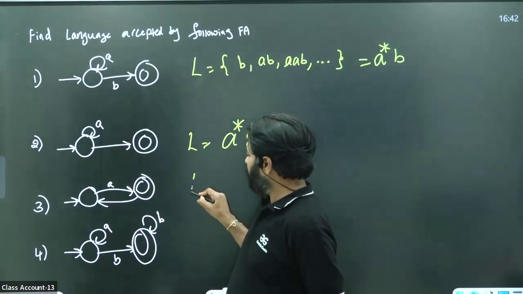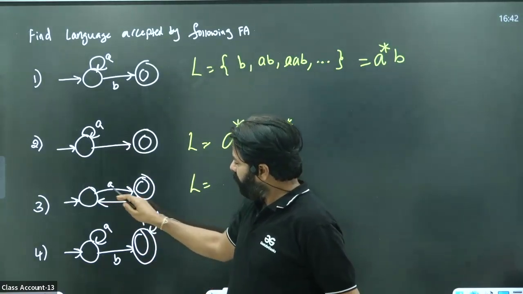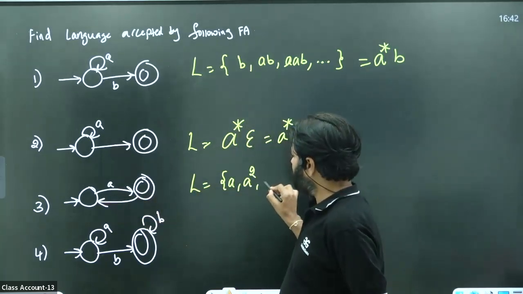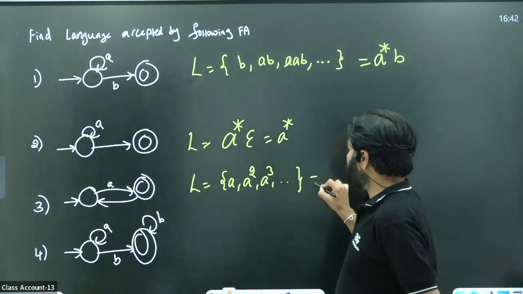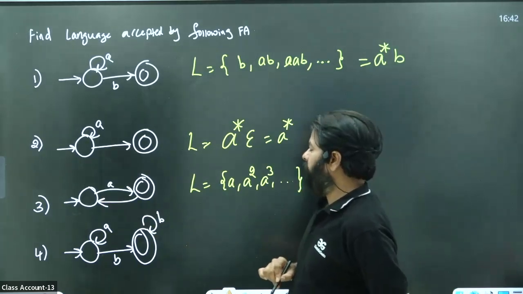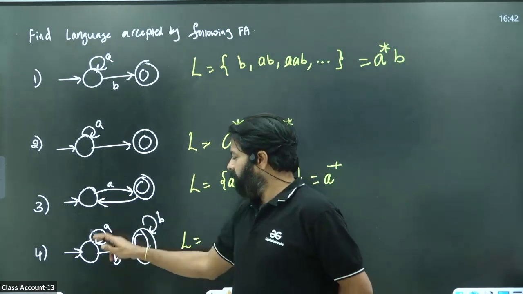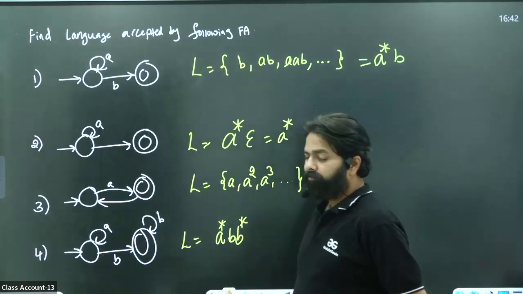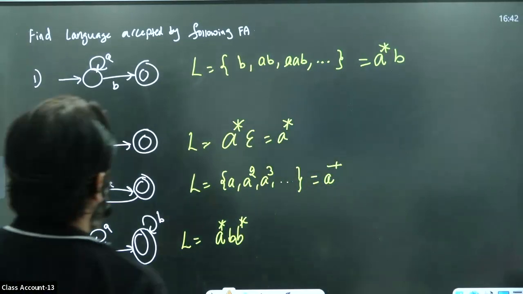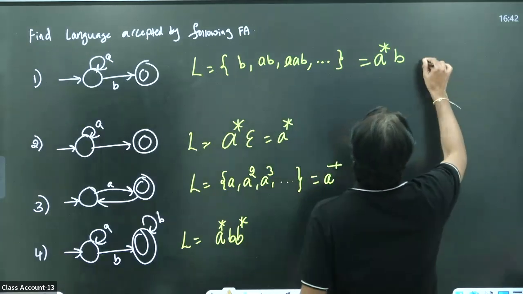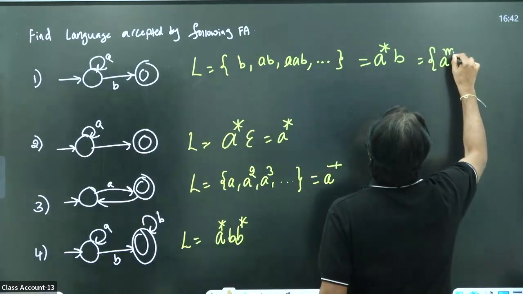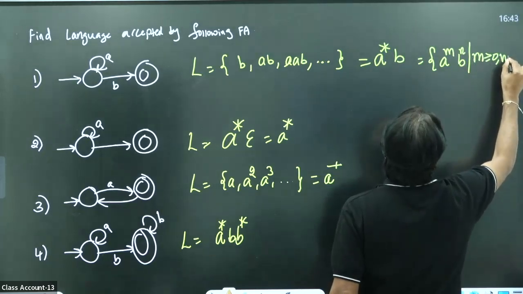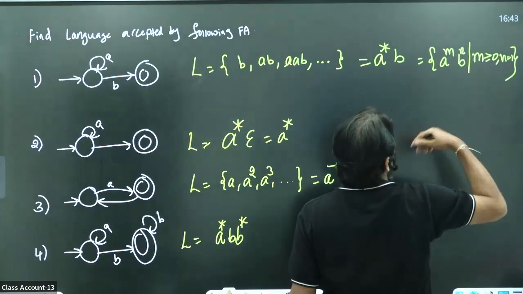And here L is equal to minimum string. You look at 1 A must be minimum. And next one A, epsilon A, 2 A's, 3 A's, which gives A plus. And this one, A star B, B star. You can write directly if you understood the concept. In language, no need to write an expression. You can also write in mathematical notation like A power M, B power N, such that M greater than or equal to 0, N equal to 1. You can also write this way.